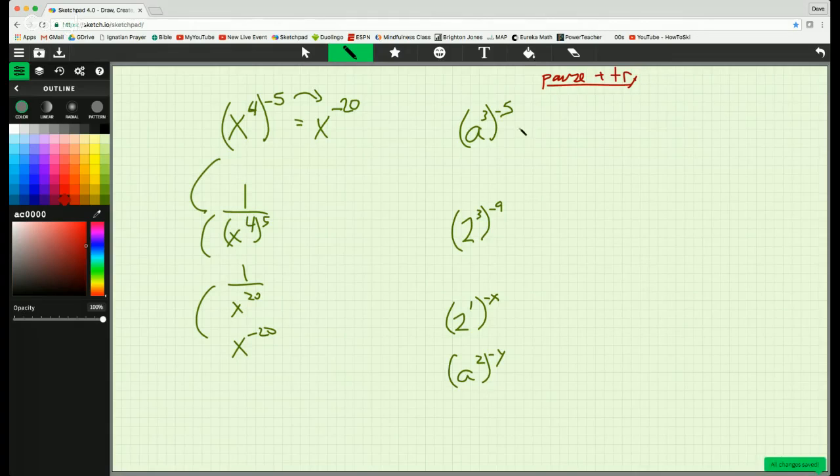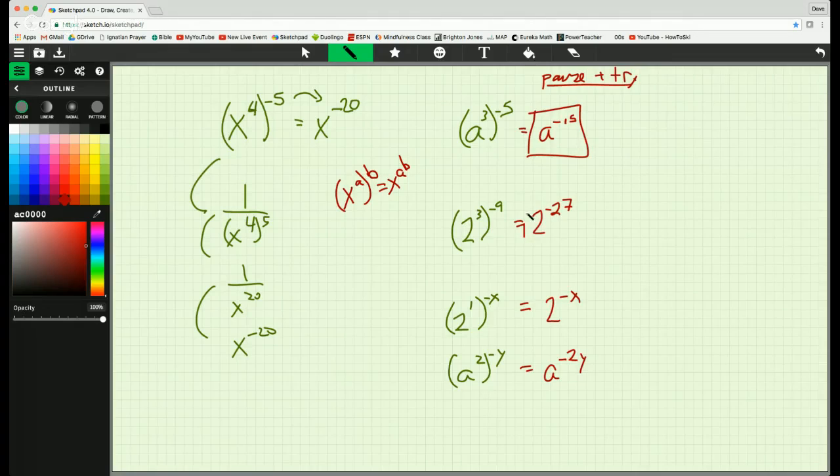Okay, I'm going to assume you're back. Again, we just use our cool rule that says x to the b, all to the a, equals x to the ab. So this is a to the negative 15. This is 2 to the negative 27. This is 2 to the negative x. And this is a to the negative 2y. Box our answers.